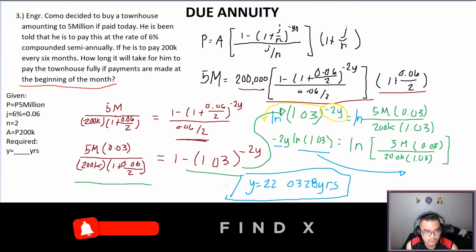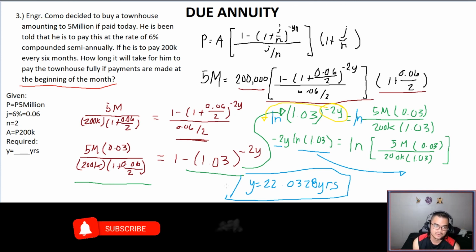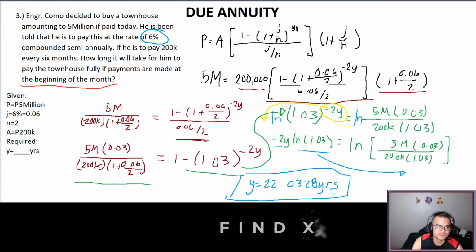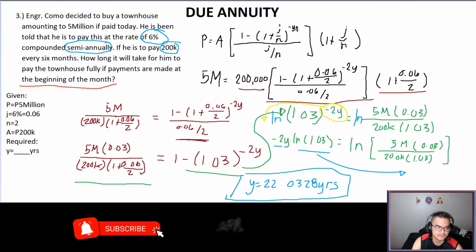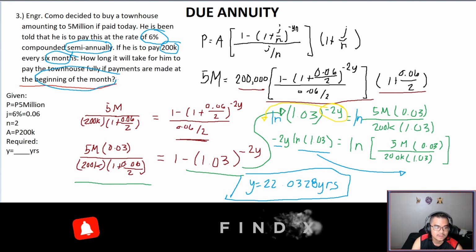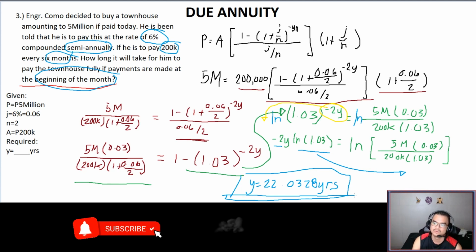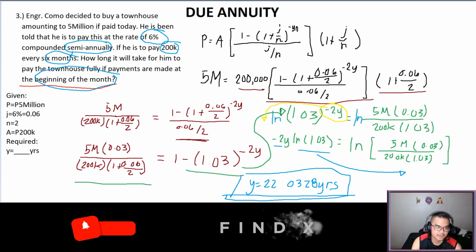Okay, so this is how long it takes Engineer Como. If Engineer Como decided to buy a townhouse amounting to 5 million today, and he is to pay it at 6% compounded semi-annually, paying 200k every 6 months, with all payments made at the beginning of the period, it will take him 22 years to fully pay the townhouse that he bought. Okay.